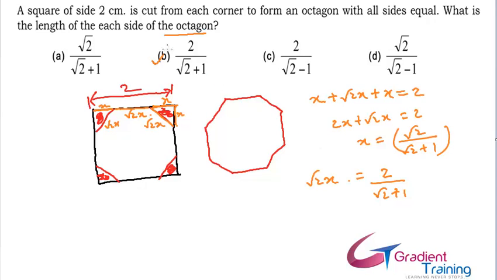So 2 upon root 2 plus 1 we can find in option B, and which is the correct answer choice for this question.